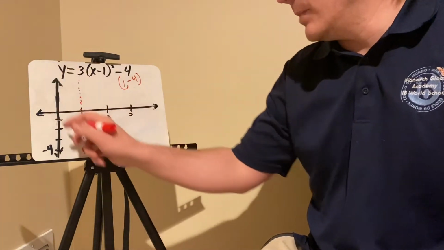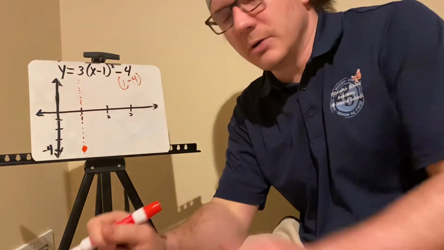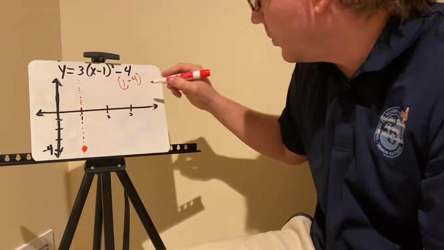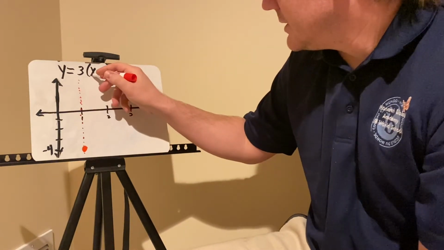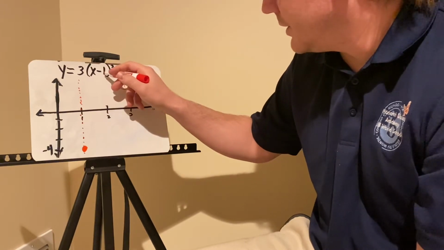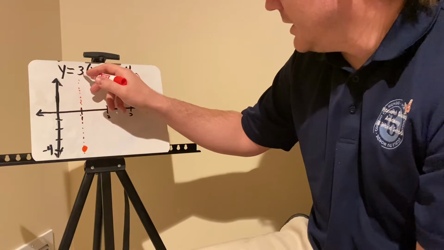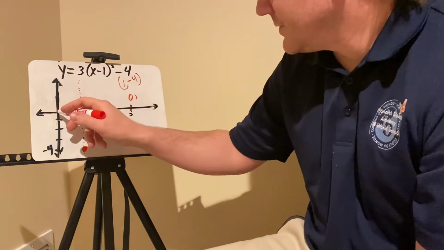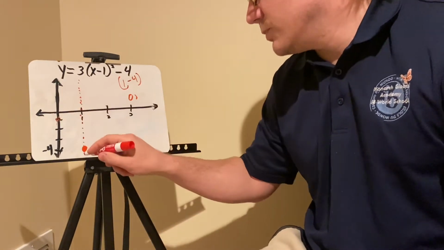I could just estimate the parabola here, but a great way to do this is to take x equals 0 and substitute it in to find another ordered pair. So when x is 0, what is the y value? 0 minus 1 is negative 1, squared is positive 1. Positive 1 times 3 is 3, minus 4 is negative 1. So at 0, we're at negative 1. So that's 1 point, right?